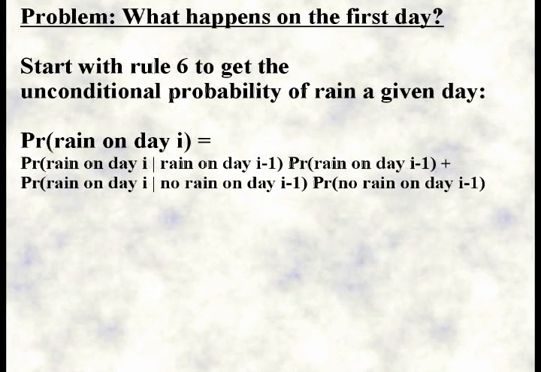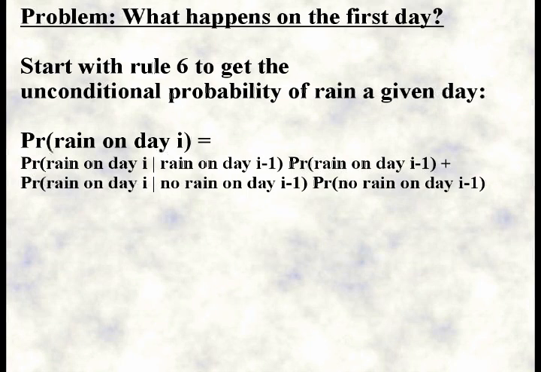But what about the first measurement? We don't have a previous measurement to condition on for that day. However, with the probability of rain given rain the previous day and given no rain the previous day, I can calculate the unconditional probability of rain using rule 6.